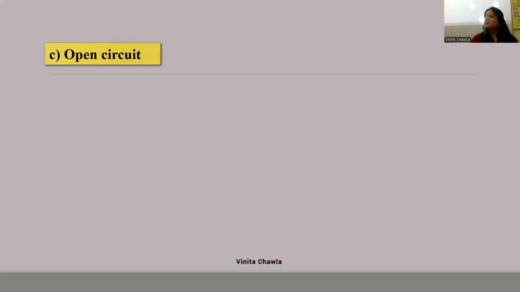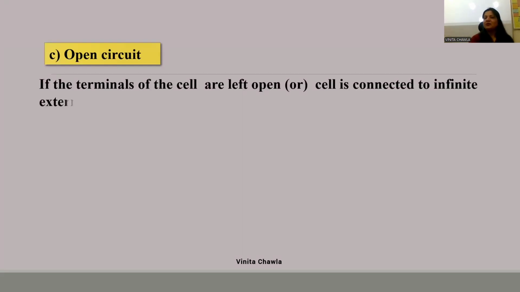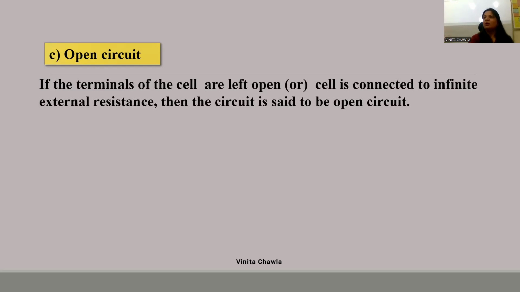Third is open circuit. So if the terminals of the cell are left open or cell is connected to infinite external resistance, then the circuit is said to be open circuit. What is the resistance offered by air? Air offers resistance, right? What is the resistance offered by air? It is infinite. Resistance offered by air is infinite.